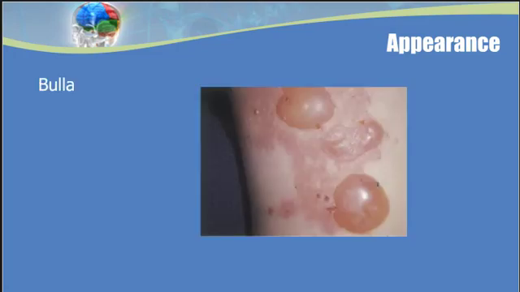These are some of the descriptive terms that you're going to want to know regarding how to describe the appearance of a lesion. The first one I want to talk about is a bulla, or also called a bullous. So this is going to be an elevated lesion that is well defined. It's going to be larger than 5 millimeters in diameter, and it's going to contain serous fluid. To simplify this, it's going to have the appearance of a blister.